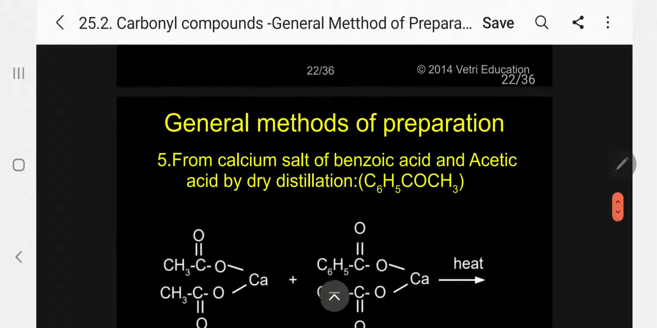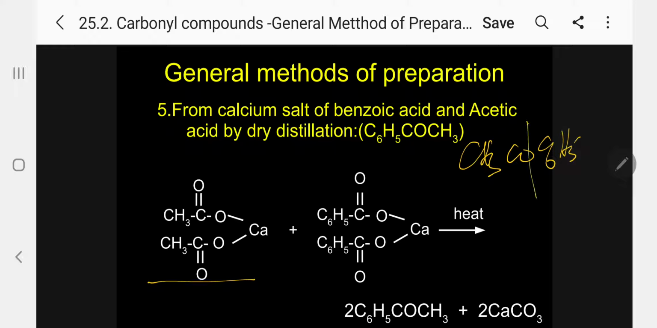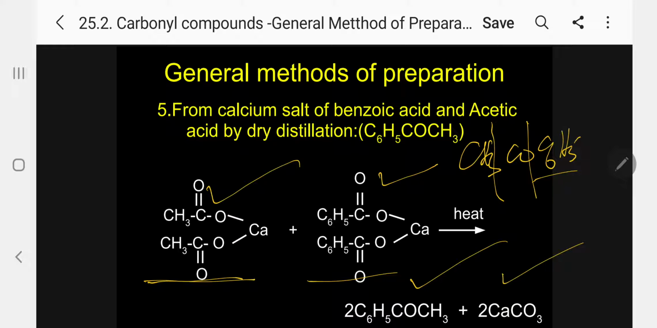The same way, suppose I want to prepare acetophenone. Acetone comes from calcium acetate. It is acetophenone. Kindly follow. The acetyl group, CH3 group, coming from calcium acetate and C6H5 coming from calcium benzoate. So from the calcium salt of benzoic acid and acetic acid, by dry distillation we are getting acetophenone 2 moles and calcium carbonate 2 moles.